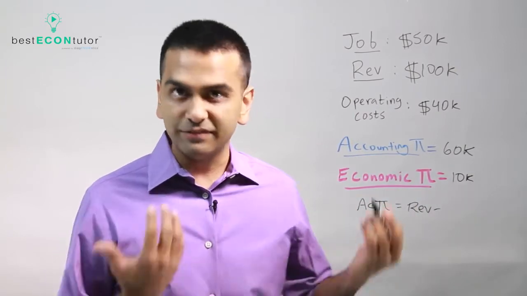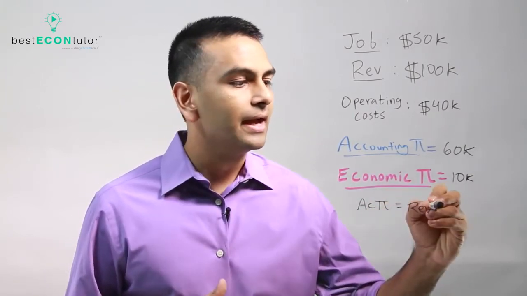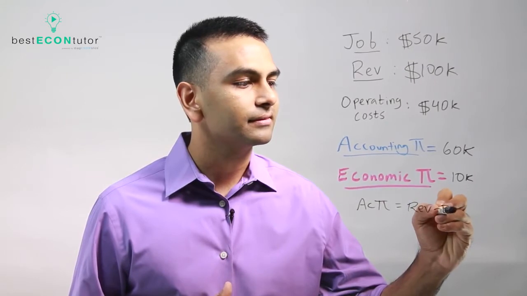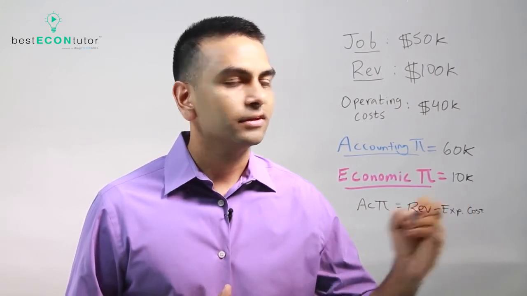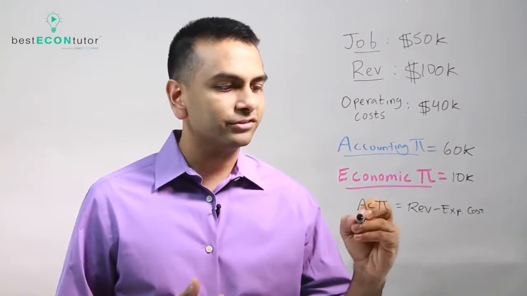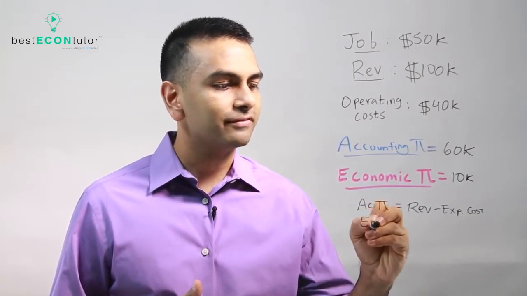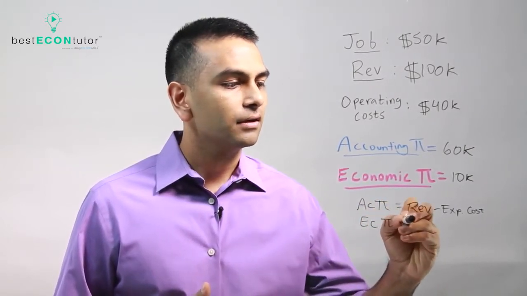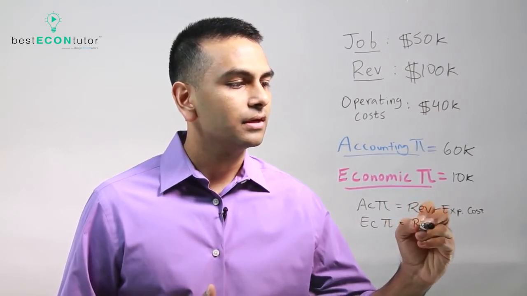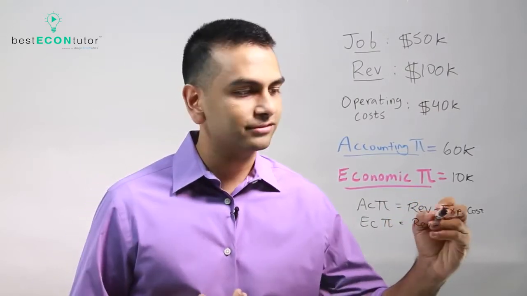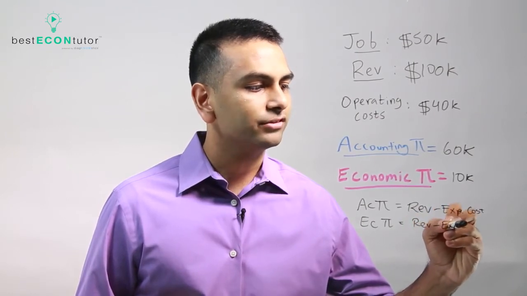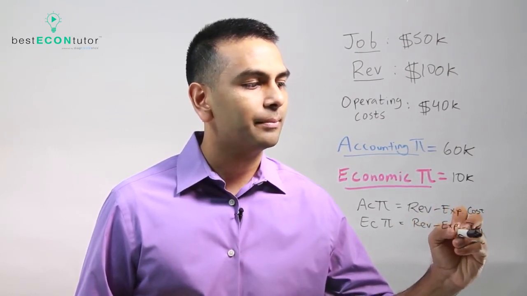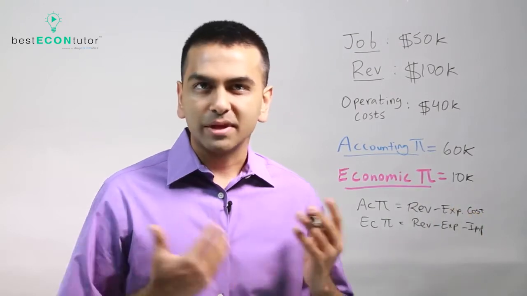minus just the physical costs. That's also called explicit costs. So that's anything that you physically pay, versus your economic profits, which are your revenues minus your total costs. So one way to think about it is it's minus the explicit costs, but also minus the implicit or opportunity costs. So that's the thing.